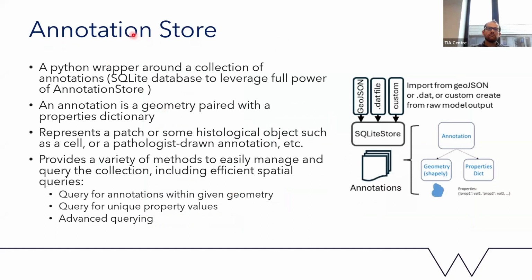So what is the annotation store? This is the main thing that manages how annotations are dealt with in TIAToolbox and in this UI. It's basically a Python wrapper around a bunch of annotations in an SQL-like database. An annotation is just a geometry paired with a bunch of properties, where the properties are all the things you're interested in about the annotation, whether a cell or gland or whatever you represent. So you just have a geometry and a properties dictionary, essentially.